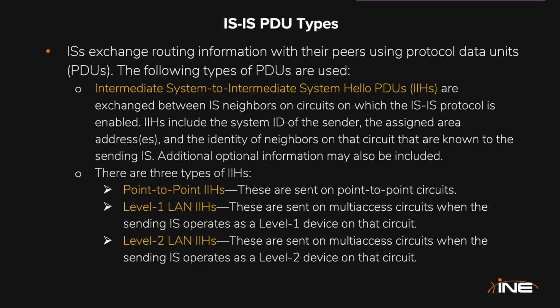Then we also have level 2 LAN IIH. These are again sent on multi-access circuits when the sending IS operates as a level 2 device on that circuit. Again, this basically means that if you have a broadcast segment and you have level 2 routers running in that broadcast segment, then you would see level 2 LAN IIH.